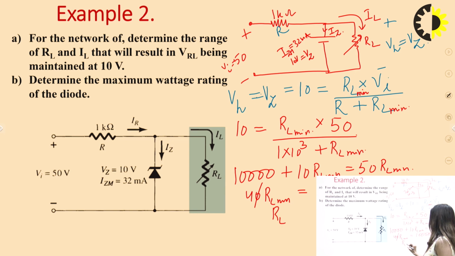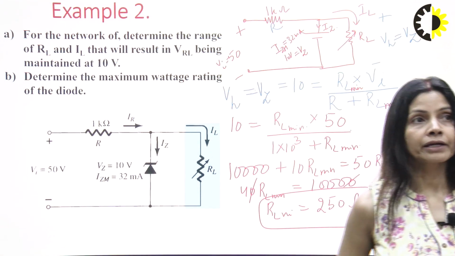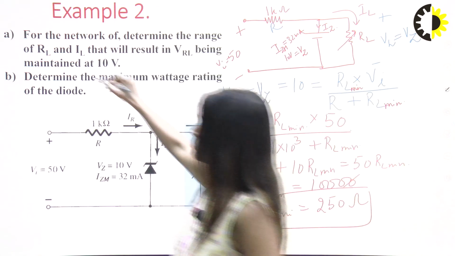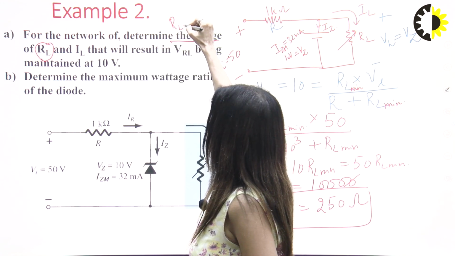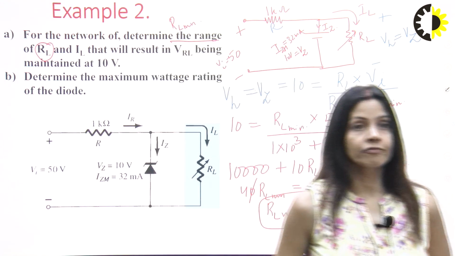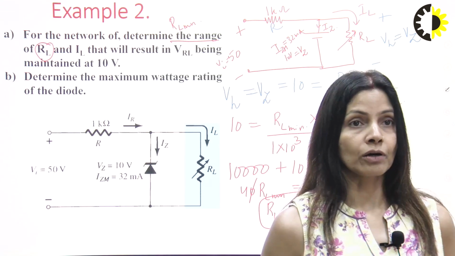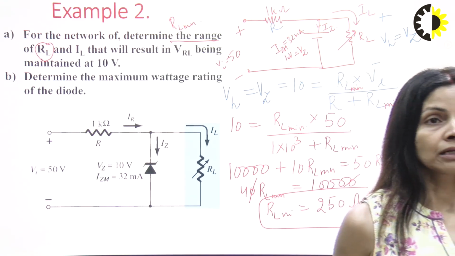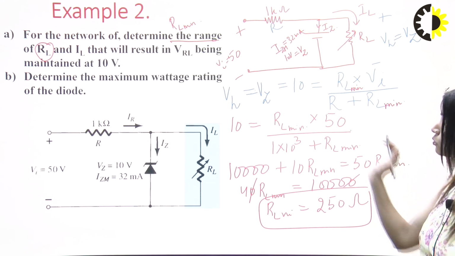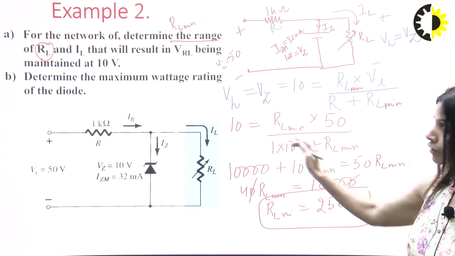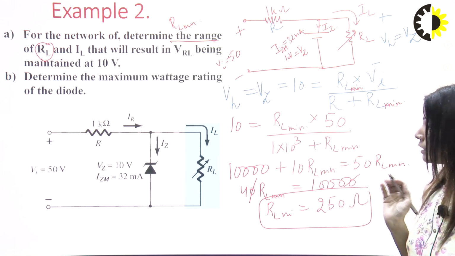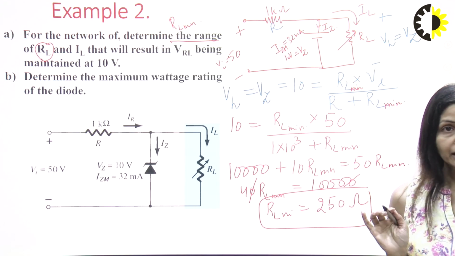So RL minimum comes out to be 250 ohms. So at once I have found out the range of RL minimum. The first part of the numerical is over now. So RL minimum is done. What I have done is just use the first basic formula, and I have found out the value of RL minimum by using this formula.